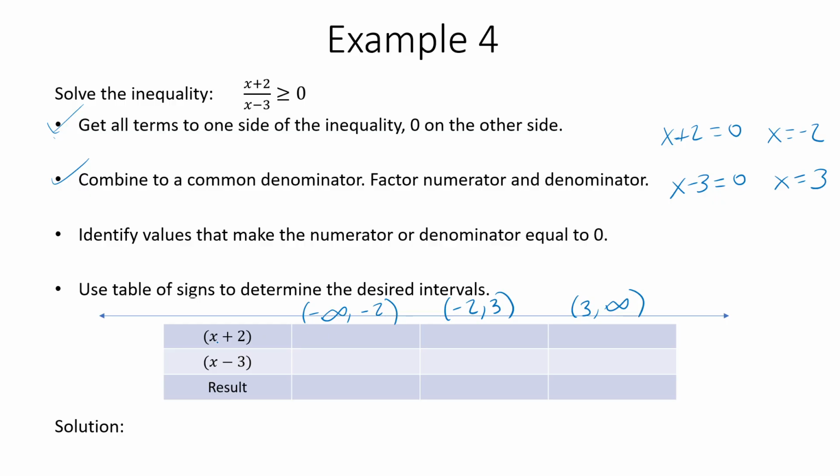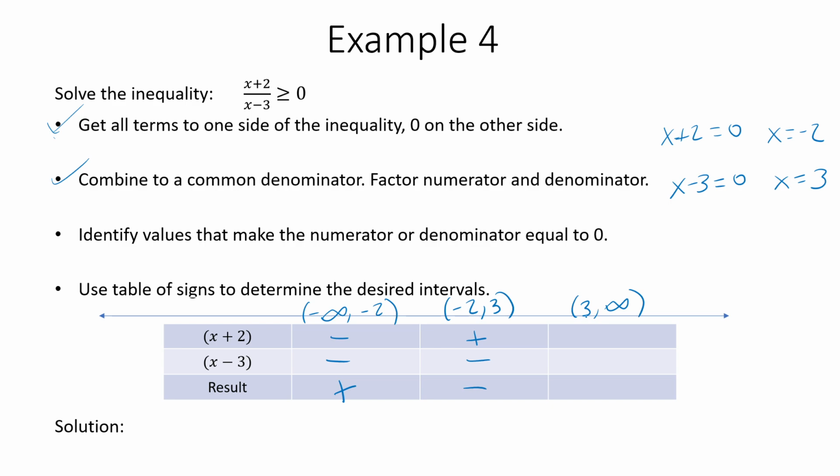If we chose negative 3, what would happen? If I chose negative 3, I'd wind up with a negative on the x plus 2. I'd also wind up with a negative on the x minus 3. A negative divided by a negative is a positive. Okay, now I need a value between negative 2 and 3. Let's say 0. If I plug 0 in here, I'd wind up with a positive and then a negative. A positive and a negative give me an overall negative.